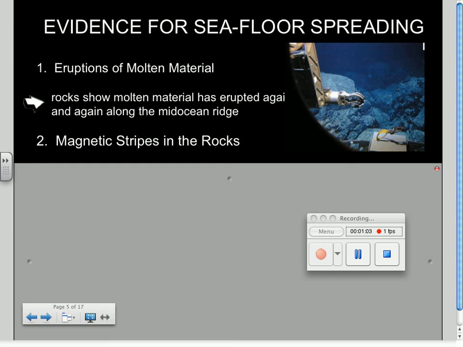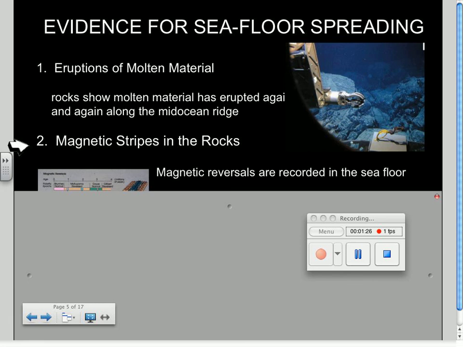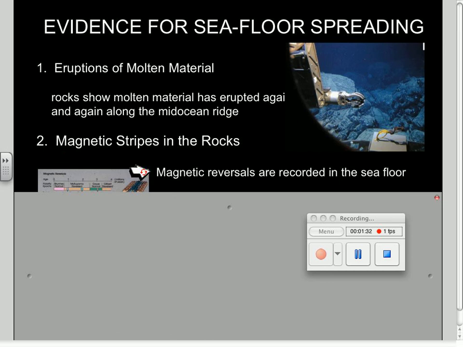So we also have this thing referred to as magnetic stripes in the rock. And this is a pretty complicated piece of evidence, but we're going to simplify it so that everyone in the classroom is going to understand how magnetic stripes in the rocks occur. And so we're going to take some notes on it, and some of these things may not make complete sense, but eventually they will. So we have first, magnetic reversals are recorded in the seafloor.